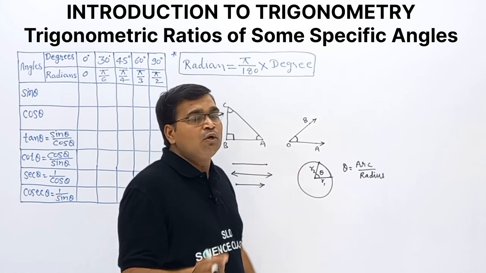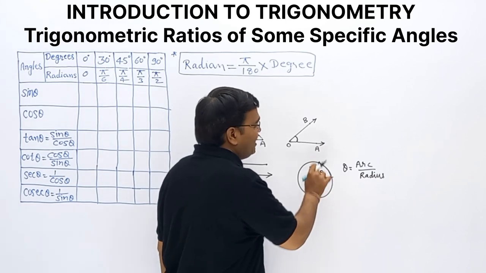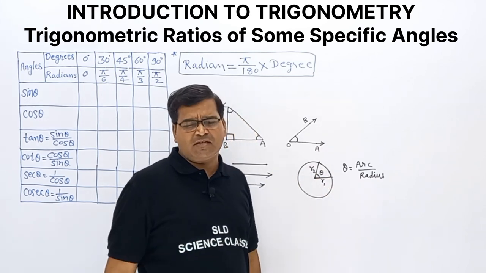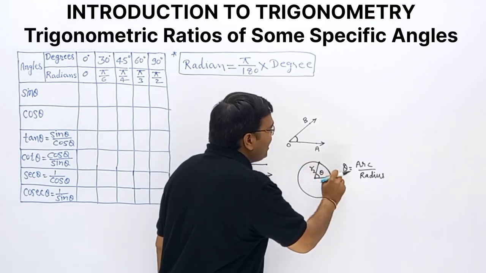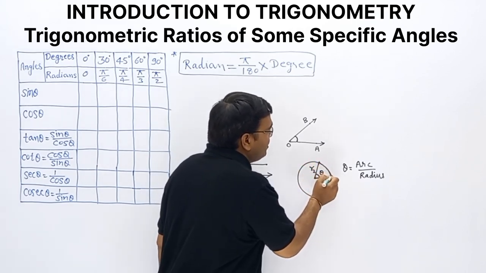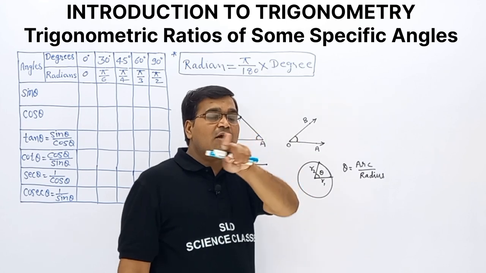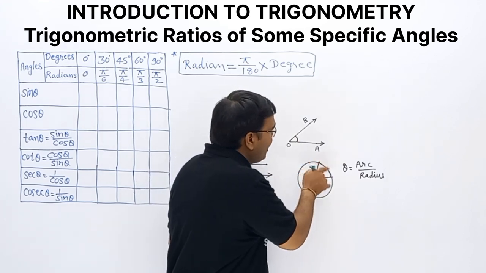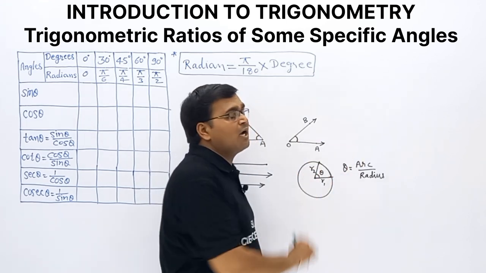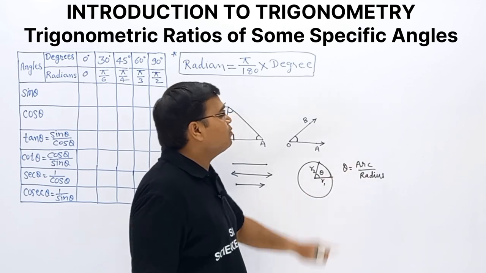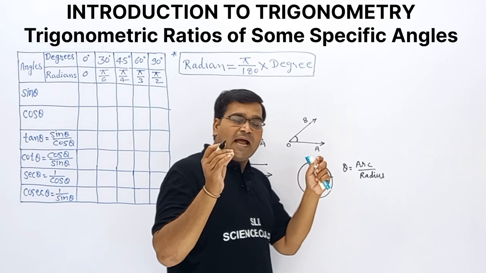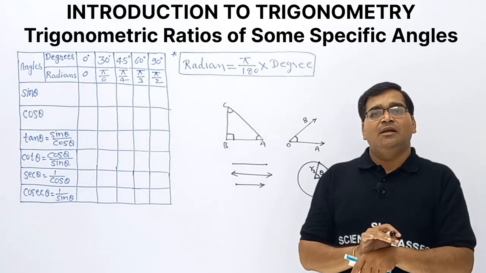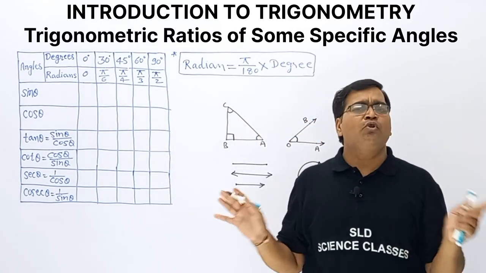How are we getting it? There are so many radii in the circle, but out of these we take two radii, and they meet the circumference. In between, the length of the circumference is called the arc. Arc upon radius is the angle. So I explained about the angle, but this detail is not required.